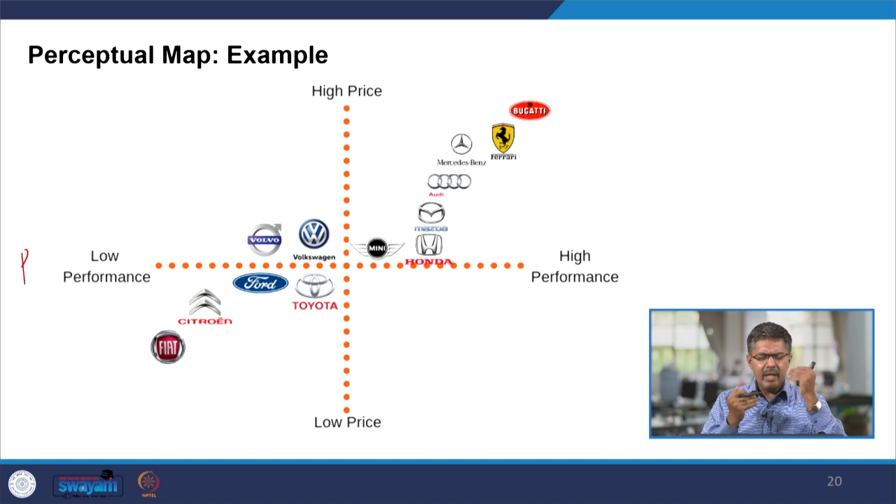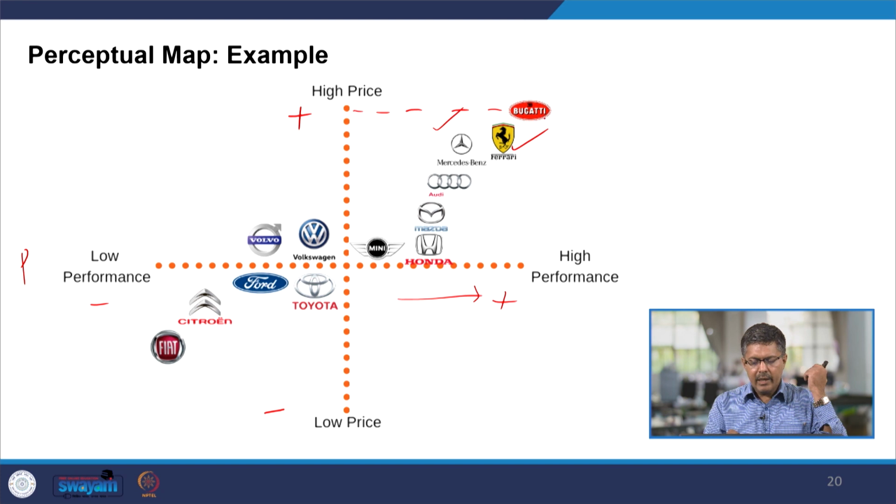Now, we take a survey and maybe we try to ask people in terms of performance and price, where would they place, let us say, Mercedes Benz. Mercedes Benz is placed here, Ferrari is placed here. This side is more positive, this side is more negative, this side is again more positive, this side is negative. The most positive in terms of performance is Bugatti, but the price is also high, correct.